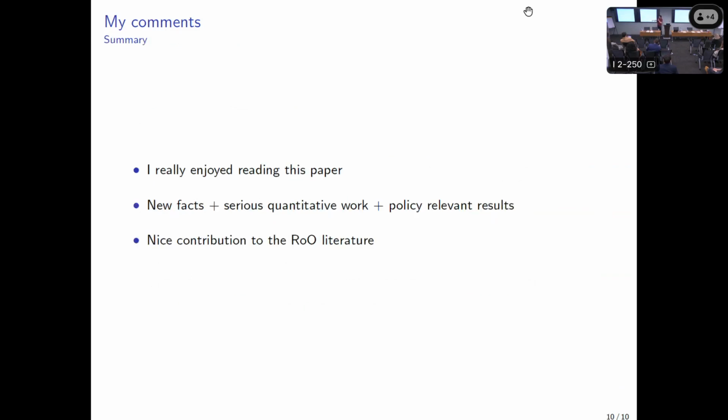So anyway, just to summarize, I'm running out of time. I really enjoyed reading this paper: some new facts, serious quantitative work and policy relevant results. And I think it's a super nice contribution to the RO literature. So I really enjoyed it.